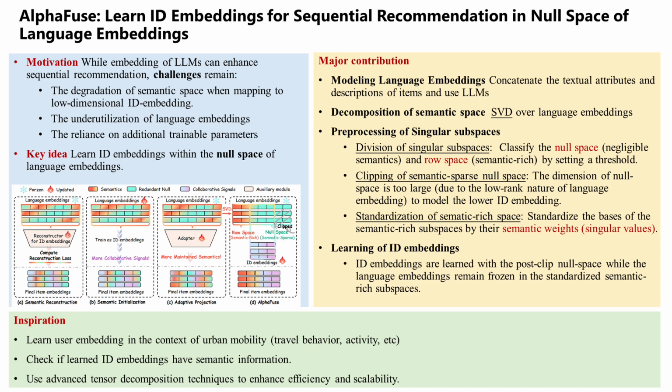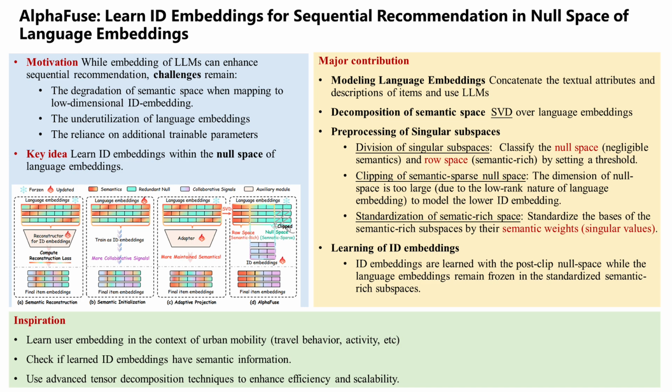Okay, and this is where Alphafuse comes in with, frankly, a brilliantly simple idea. Instead of forcing the LLM's data into a small box, they realize that the big box is actually mostly empty. That is the absolute core innovation. Alphafuse's strategy is to learn the ID embeddings, the behavioral signals, inside the null space of the language embeddings. The null space. Explain that. The null space is the part of that massive, high-dimensional vector that contains little to no semantic information. By learning the ID embedding there, you can inject behavioral data without any risk of overriding or interfering with the precious semantic knowledge from the LLM.